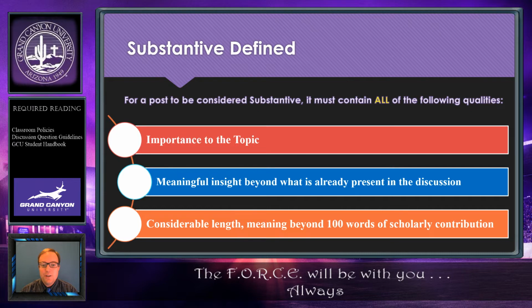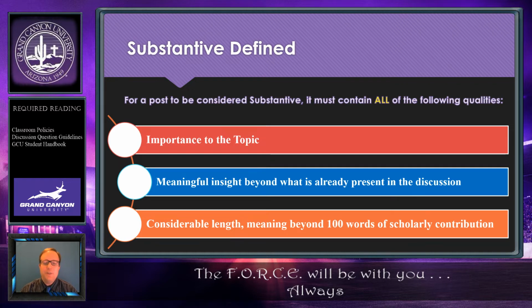And this is based on the actual dictionary definition of substantive. And this is the guideline that I go by when I'm looking in the forums. There are 3 qualities of a substantive post. A substantive post is important to the topic. A substantive post has meaningful insight beyond what is already present in the discussion. So it's not piggybacking heavily over another student's post. It's not parroting the conversation that's already happened. It's taking the conversation a step further.